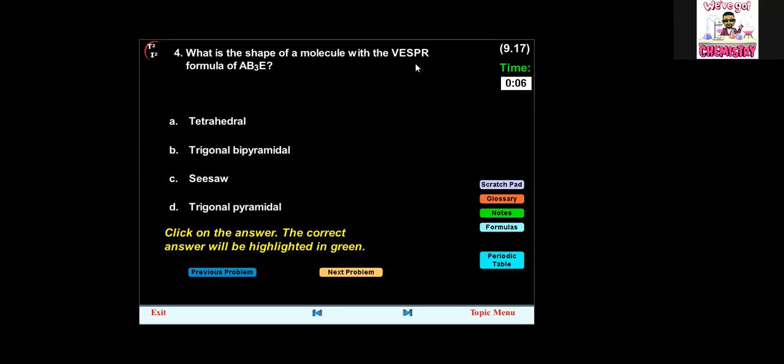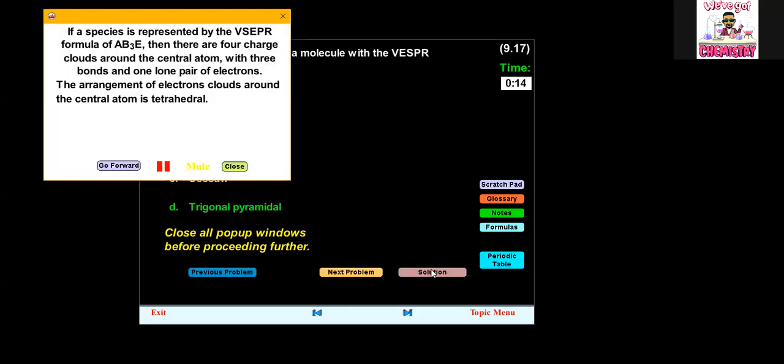What is the shape of a molecule with the VSEPR formula of AB3E? That will be trigonal pyramidal. Solution. The arrangement of electrons around the central atom is tetrahedral. However, with 3 bonds and 1 lone pair of electrons, the molecular geometry is trigonal pyramidal.